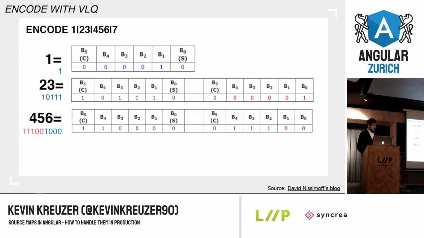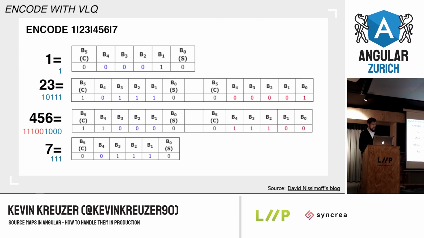Same goes for 456. So 0, 0, 1, we put it to the first group, it's a positive value. And then on bit 5 we add a 1 because it needs a continuation. And then we put the rest of the values in the second group. And same for 7.